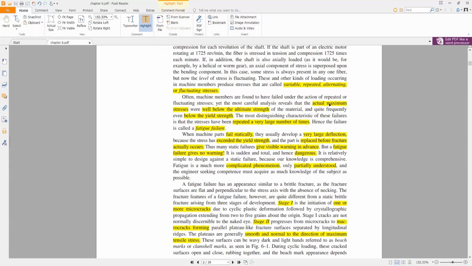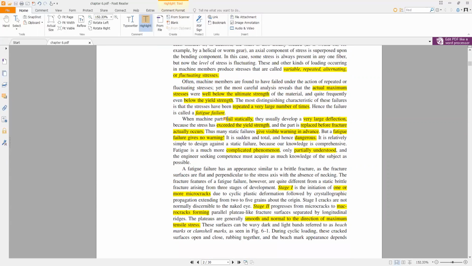The actual maximum stress is well below the ultimate strength. That means the stress that we apply is less than the ultimate strength and also below the yield strength. It is less than that, but it still fails. This normally happens when we apply it repeatedly a very large number of times, even below the ultimate strength or yield strength, and then it fails. This we call fatigue failure.